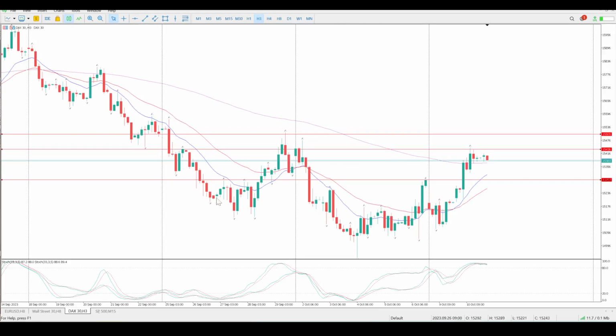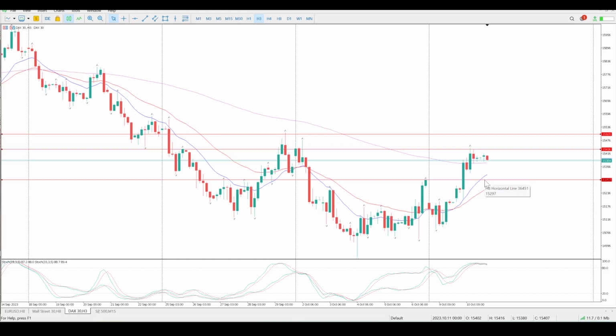the 3 hour does look like a bit of a rounding bottom. We'd need to clear this zone here before we get confirmation of that, and that is 15,436 and 15,500. So we need to clear 15,500 before we can get too excited. For me, this is the line in the sand that we need to pay attention to.